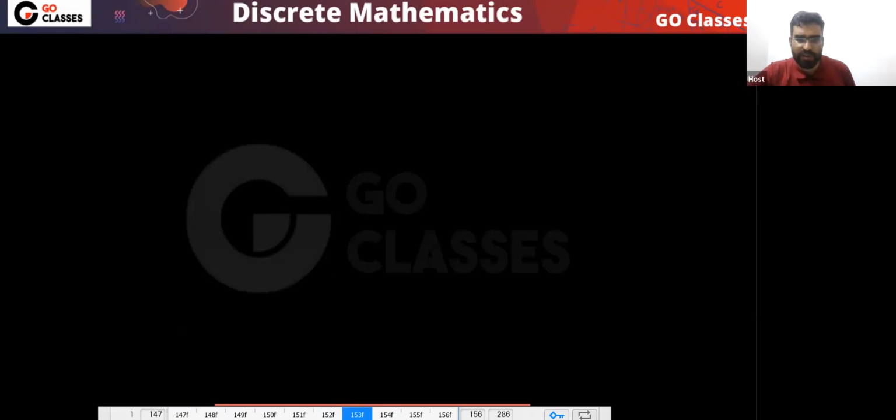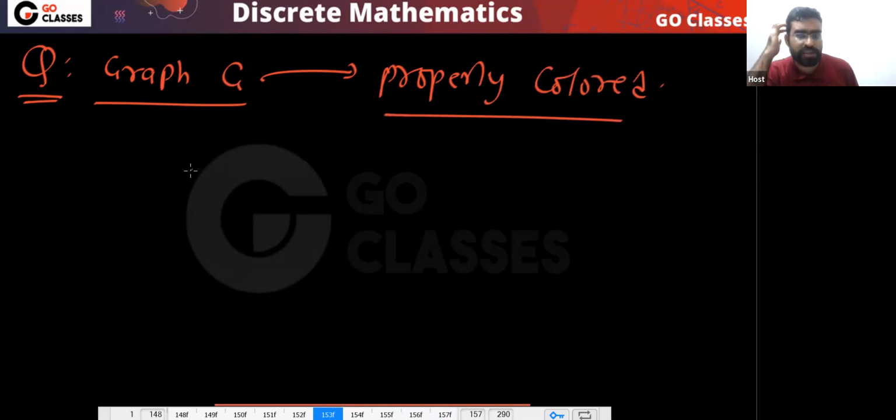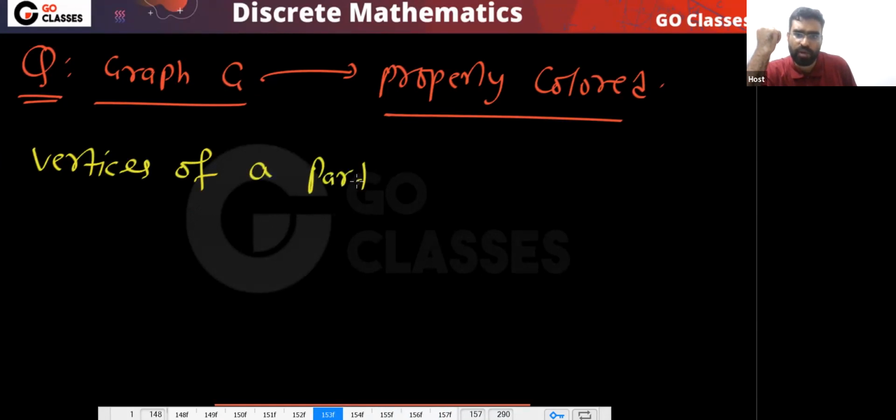One last thing, one very interesting thing we need to see. This is my question. Let us assume you have a graph G and this is properly colored. Then all vertices of a particular color, what will they create? What do they form?